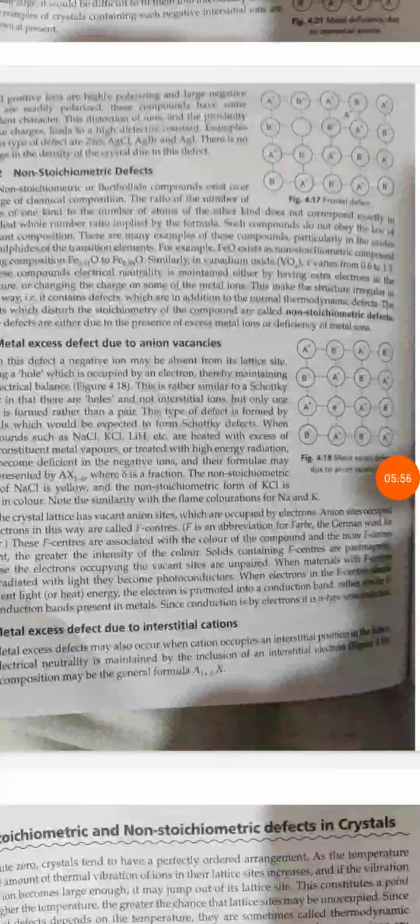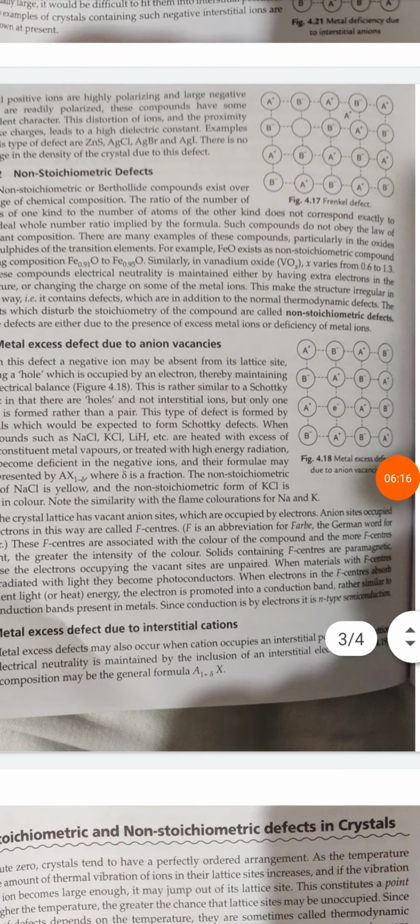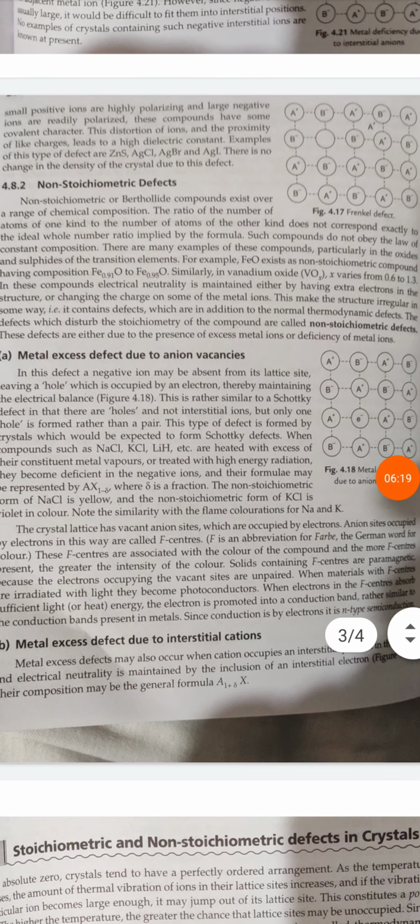In these compounds, electrical neutrality is maintained either by having extra electrons in the structure or by changing the charge on some of the metal ions. This makes the structure irregular in some ways, that is, it contains defects, which are in addition to the normal thermodynamic defects.